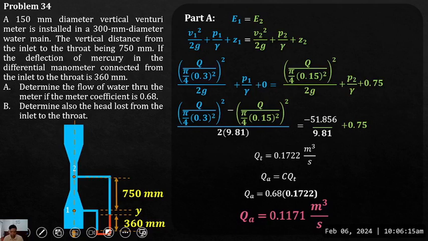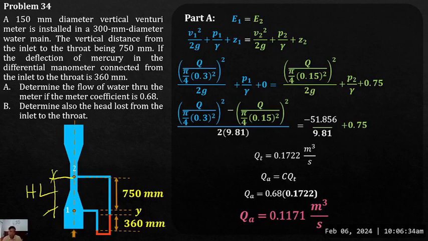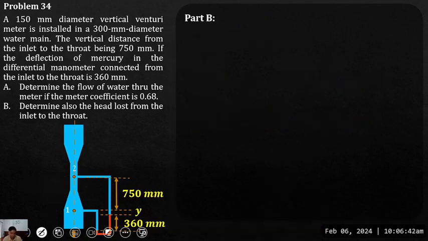So part B, determine the head loss from the inlet to the throat. So yung inlet, yan yung point 1. Throat, yung point 2. So bali, pinapahanap na yung head loss from point 1 to point 2. Ito yan. Okay, so ganun pa rin. Energy equation pa rin. Yung mababago lang, ang madadagdag lang is yung head loss. Okay, so energy at point 1 equals energy at point 2. So now we will consider head loss. Yung equation mo, dagdagan mo lang ng minus head loss.